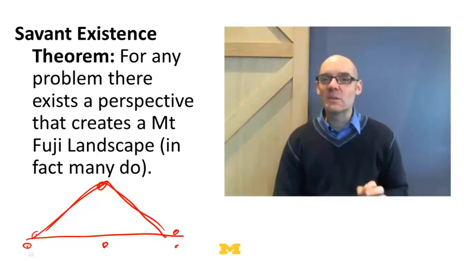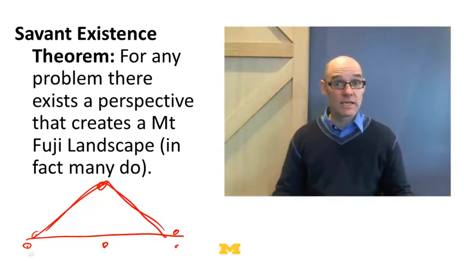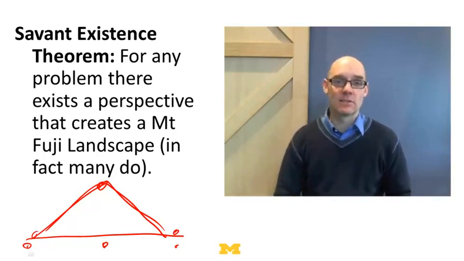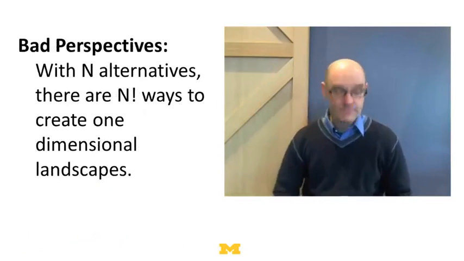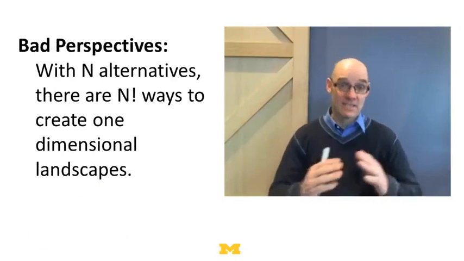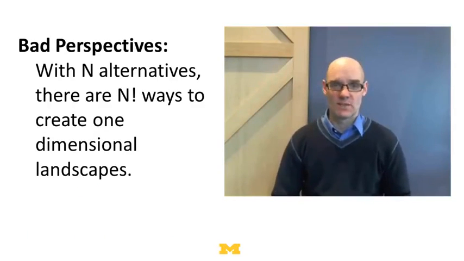So there's always the possibility that someone could look at a particular problem and say, hey, what if we think of it this way? And in doing so, turn something that was really rugged into something that looks like Mount Fuji. Here's the flip side, though. There's a ton of bad perspectives. Just like there are these Mount Fuji perspectives, there are also lots and lots of horrible ways to look at problems.